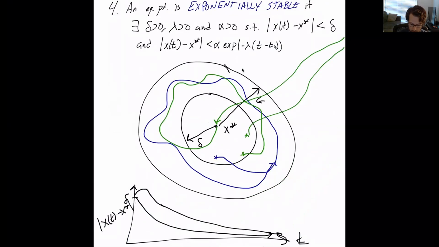All right. And so next time we'll talk about how do we show that we have exponential stability, or how do we show that we have asymptotic stability?